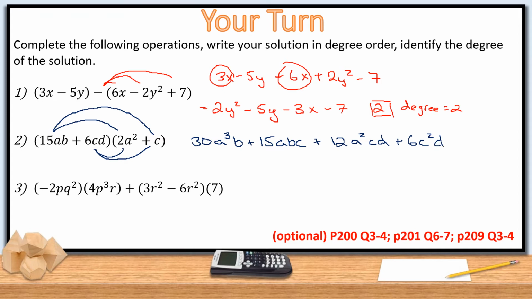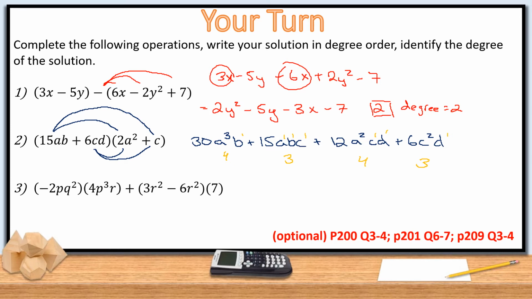Identify what their degrees are. So 3a squared b to the power of 1, that's a degree of 4. abc, degree of 3. Squared 1 1s, that's a degree of 4. And squared 1 is a degree of 3. So we've got a degree of 4 for our actual equation.